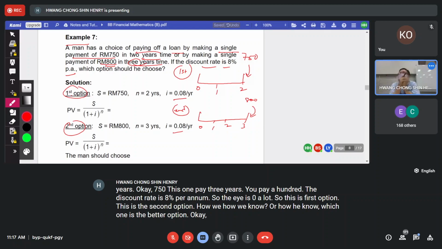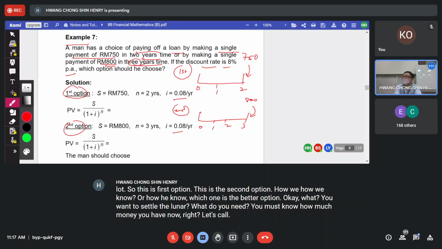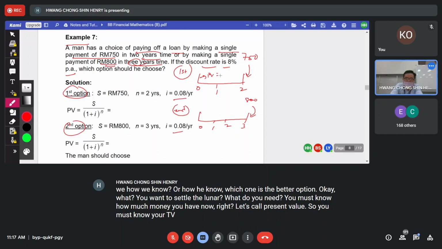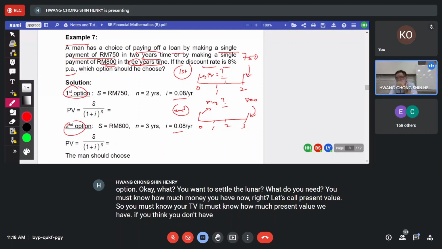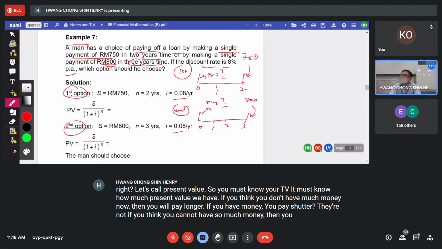Calculate what? You want to settle the loan, what do you need? You must know how much money you have now, right? That's called present value. So you must know your PV. You must know how much present value you have. If you think you don't have much money now, then you will pay longer lah. If you have money, you pay shorter. Fair or not? If you think you cannot have so much money, then you pay longer lah.